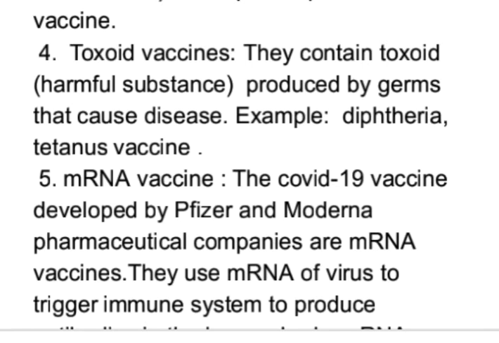Next are the toxoid vaccines. These vaccines contain toxoids. Toxoids are the harmful substances which are produced by the disease-causing germs in the human body. Examples are diphtheria and tetanus vaccines. So these vaccines contain the toxoids produced by the disease-causing germs of diphtheria and tetanus.